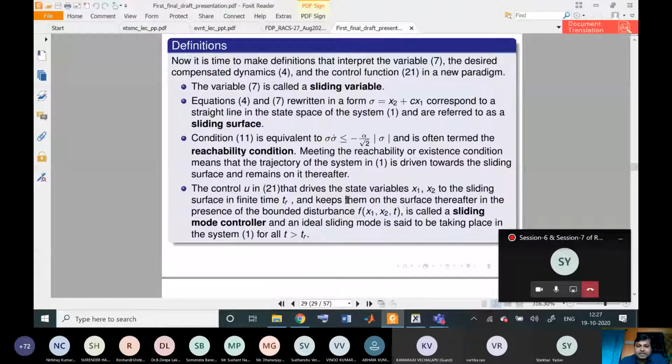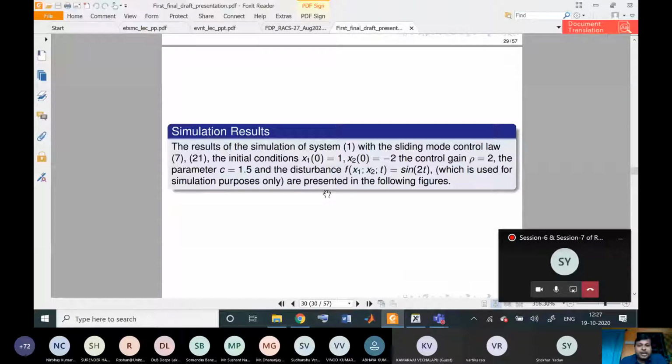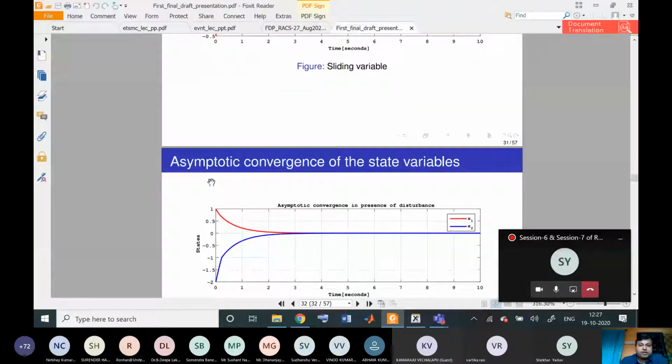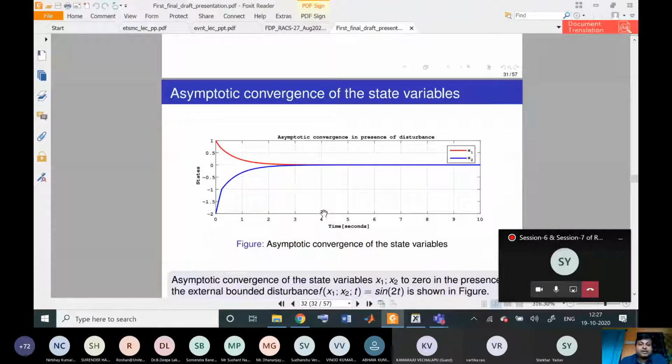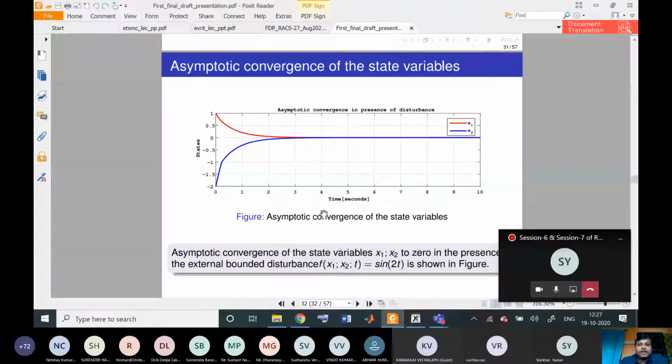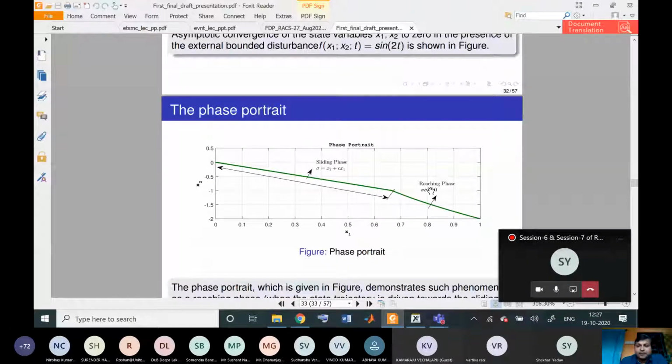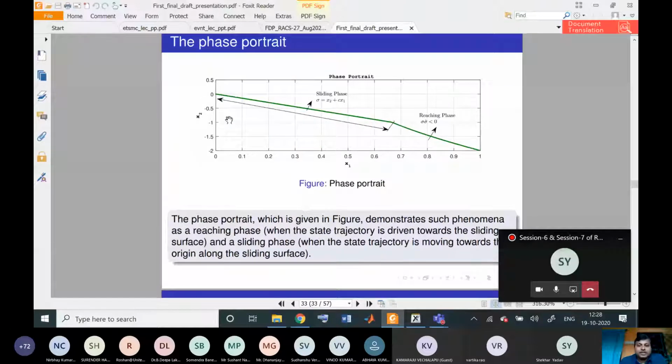With these parameters, the same system has been simulated again, where we can see that the sliding variable sigma goes to 0, and both the states converge to 0 asymptotically, even though the system is affected by the disturbance, sine 2t. We can see the reaching phase and the sliding phase. This part is the reaching phase, and this part is the sliding phase, where the system trajectories slide towards zero asymptotically. This is the phase portrait, where we can see the reaching phase and the sliding phase.